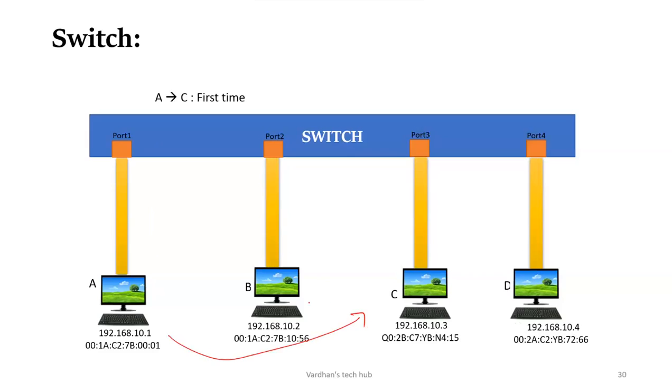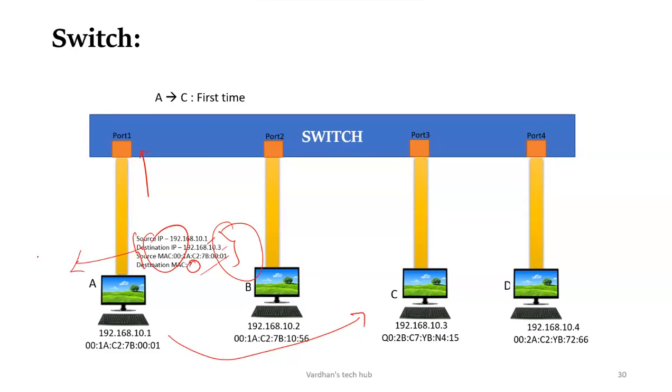Okay, so for the first time, what happened here? A is sending some information. While sending this information, it needs to have the source IP, the destination IP, the source MAC, and the destination MAC. So it needs this information, and it needs the destination MAC address to reach here.